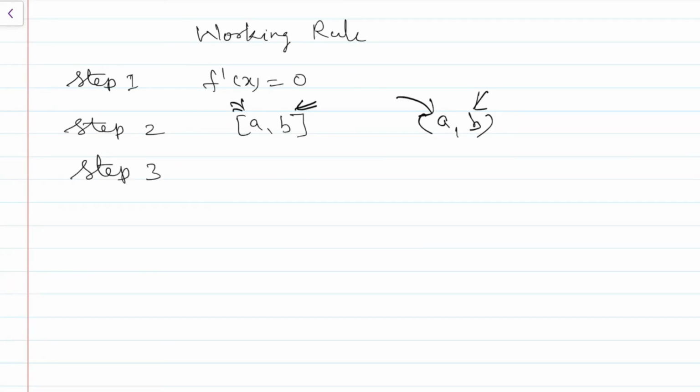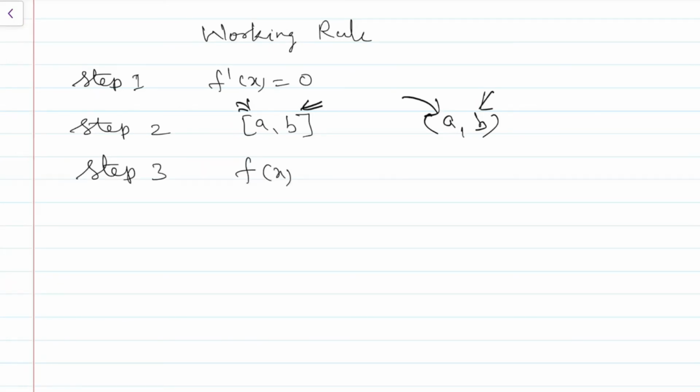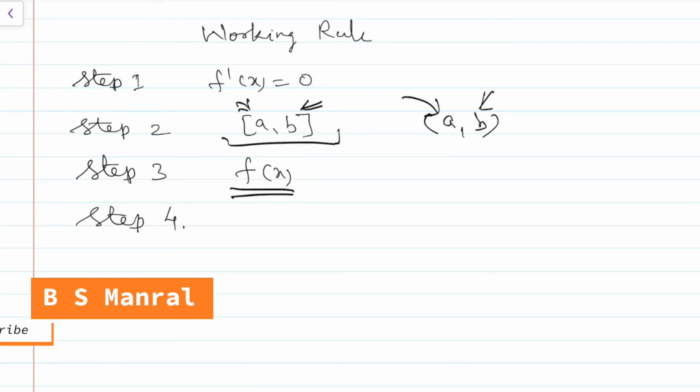Step number 3. Find the value of the function f(x) at all critical points and endpoints if the function is defined in the closed interval. Step number 4. Out of the above values of f(x), identify the maximum or the minimum values. The highest of the values of f(x) will be called absolute maximum and the lowest will be called the absolute minimum value of f.